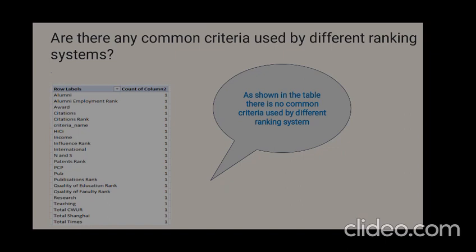Are there any common criteria used by different ranking systems? As shown in the table, every criterion has only one count. So there is no common criteria used by different ranking systems.